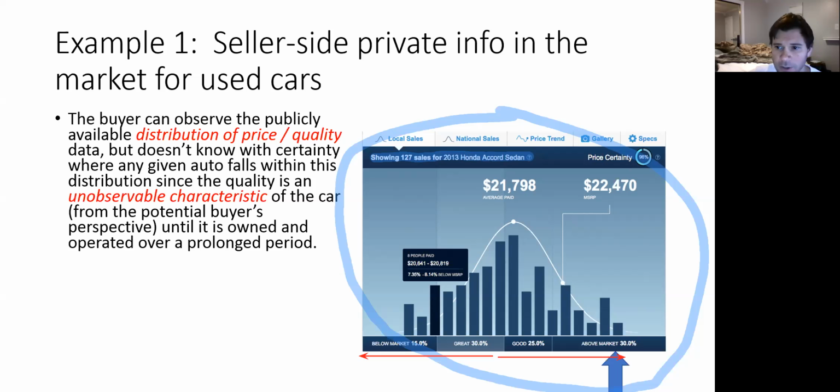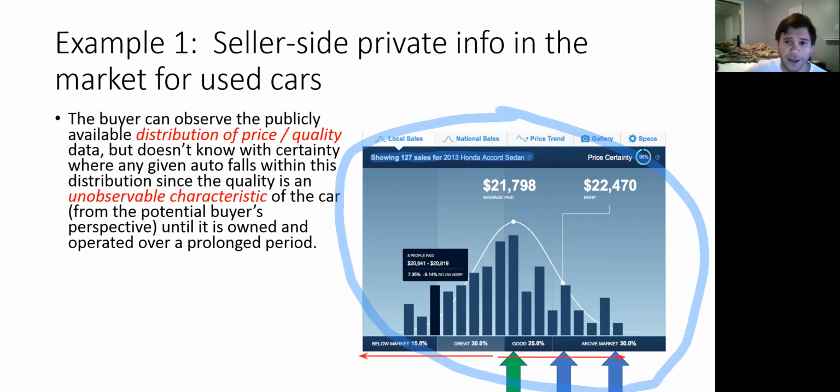I don't know if it's going to be here. I don't know if it's going to be here. Or is it right at the average? We don't really know as the consumer, but we know what the average is and we know what the general distribution looks like. So typically the consumer then has to formulate their opinions of the vehicle based off of this publicly available information, based off really the characteristics of the average car of that particular make and model.